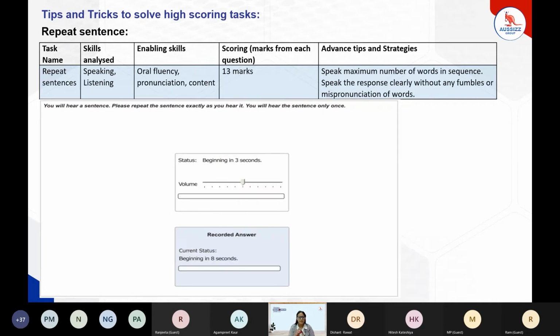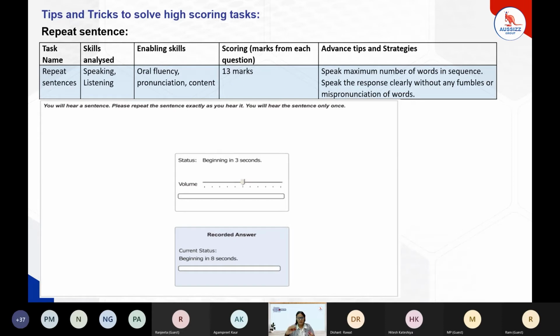All right. Moving on to Repeat Sentence. It is again a task that says you will hear a sentence. Please repeat the sentence exactly as you hear it. You will hear the sentence only once. So I just have to hear the sentence and speak that sentence. So 2 skills are required, speaking and listening. That is all as well written.